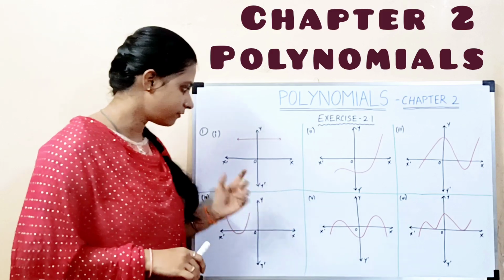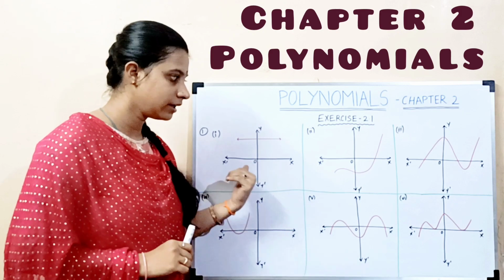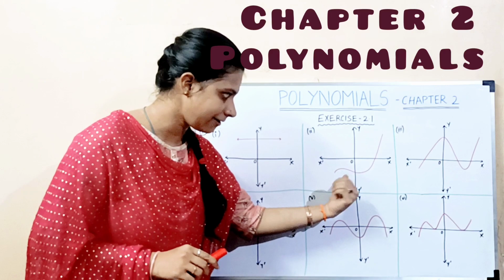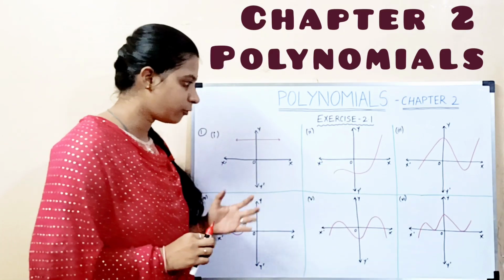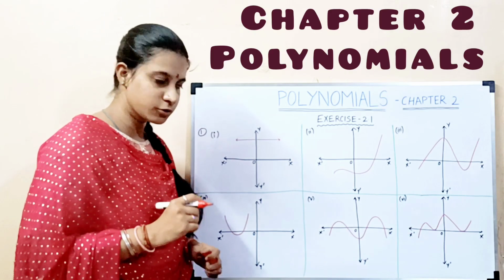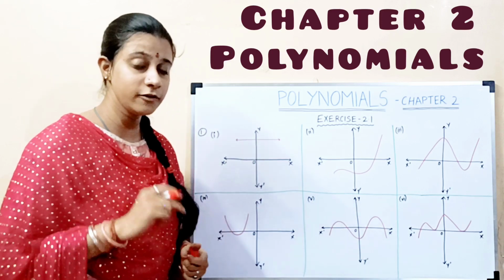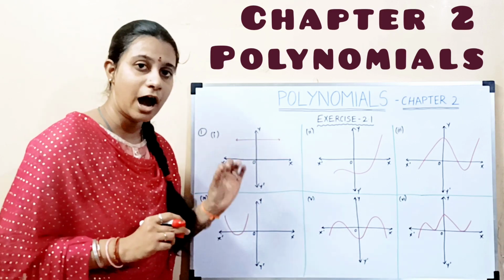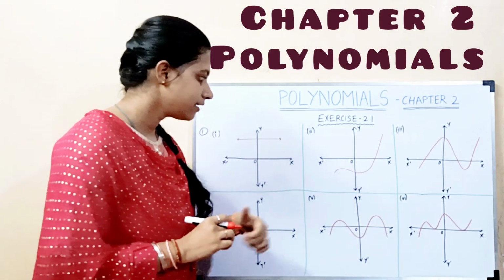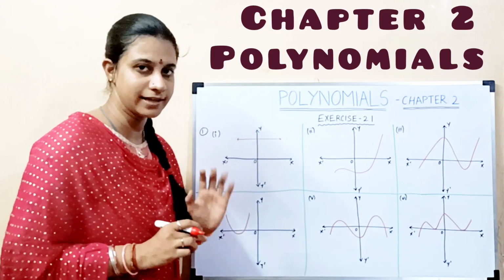In this exercise, there is only one question in which it is asked that we have to find the number of zeros in each of these graphs. This red line represents the graphs given in the question. Now let's find how many zeros these graphs contain. For that, we should see whether the graph intersects the x-axis or not. If it intersects, then we should find at how many points it intersects. Just now we have seen that a graph contains as many zeros as its intersections with the x-axis.